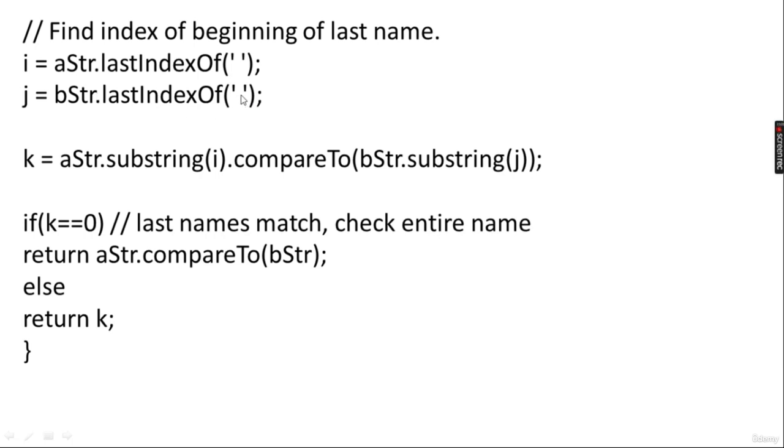When there is a space between John Doe, after John there is a space. So after space, space is the first index. From that index we will start. So a string dot substring of I. Okay. So substring will start from John Doe. So Doe will be compared with Smith. And here compareTo will call for the last names natural order. Okay.